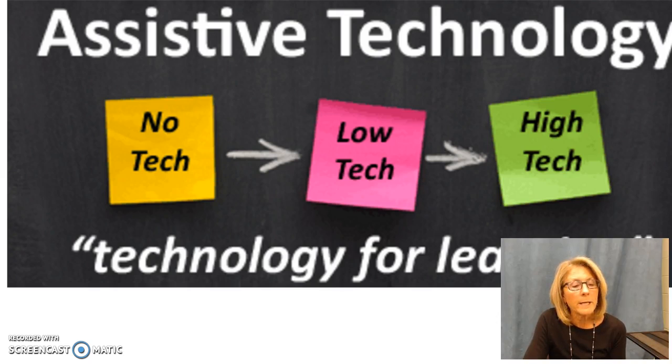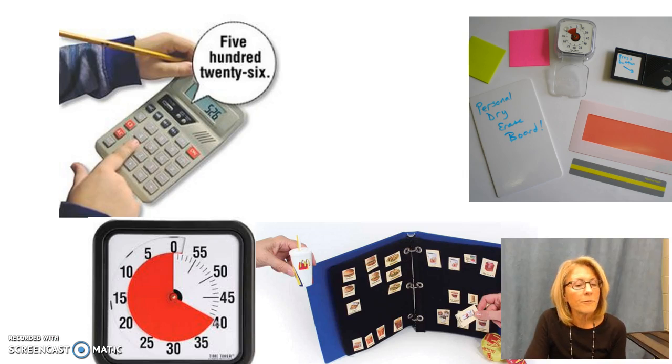So assistive technology can be no tech all the way through high tech. The level of technology is not indicative of whether it is considered AT or not. So just a few examples in the no tech, low tech area could be reading supports such as highlighters and post-it notes, things that we don't typically think of as AT, calculators that talk or are large key, specialized timers that are visual or auditory in nature, some picture supports could be considered assistive technology.